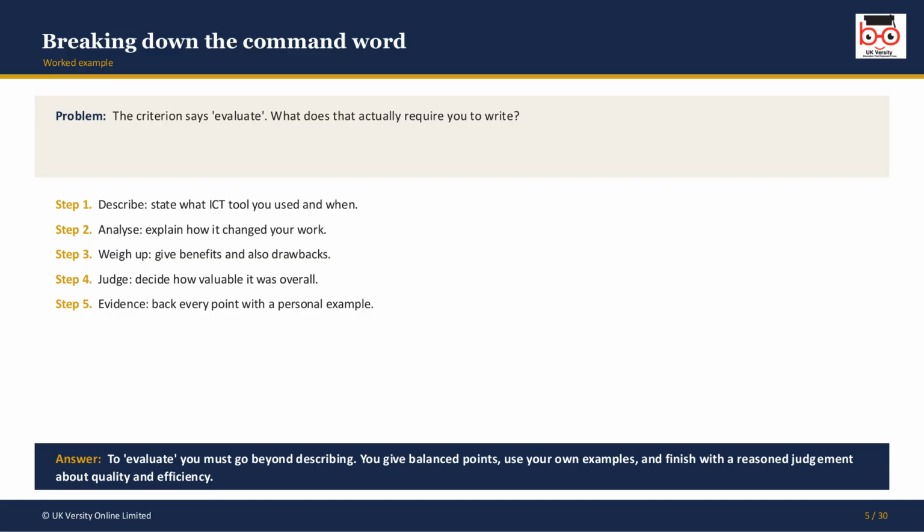Evaluate is a command word that trips people up, so let's unpack what it asks you to write. Describe. State which ICT tool you used and when. Analyze. Explain how it changed your work. Weigh up. Give the benefits, but the drawbacks too. Judge. Decide how valuable it was overall. And evidence. Back every point with a personal example. In short, to evaluate, you go beyond describing. Balance points, your own examples, and a reasoned judgment about quality and efficiency.